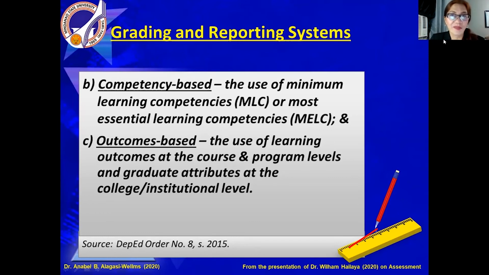Another is outcomes-based. This is the use of learning outcomes at the course and program levels and graduate attributes at the college or institutional level. So we look at the outcomes. So when you look at the outcomes, you're using outcomes-based assessment.